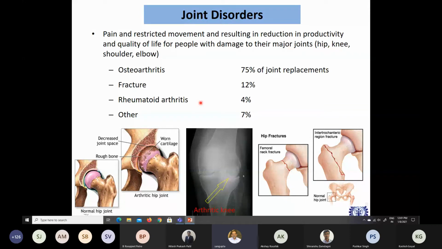So these are very difficult patients to actually treat, and there is a lot of work still going on on how to treat rheumatoid patients, because they're very sensitive in nature. And generally, for different other reasons, about 7% of the population is affected by joint disorders.